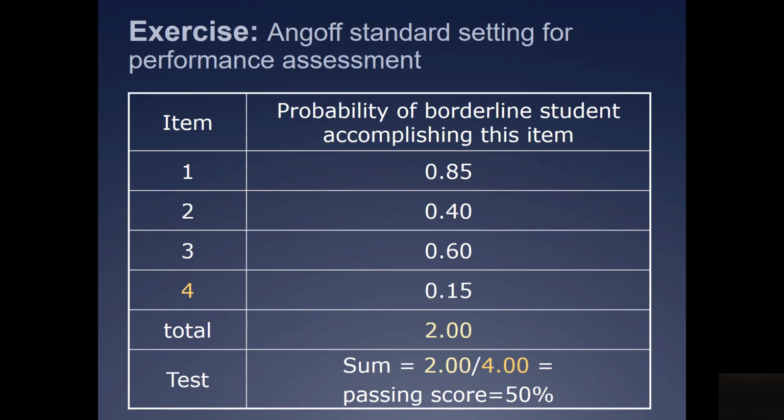Scrolling down these numbers, we see that number 4 is likely the most difficult, and this particular judge, if this were me, that means I am not confident that many of these borderline students would pass item 4, and in fact, only 15%. So then we have that.